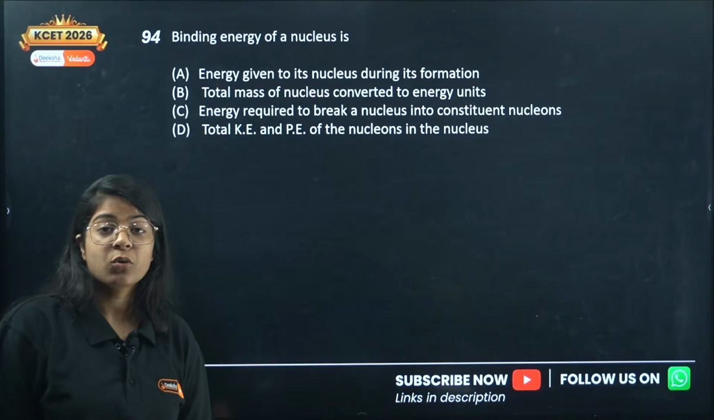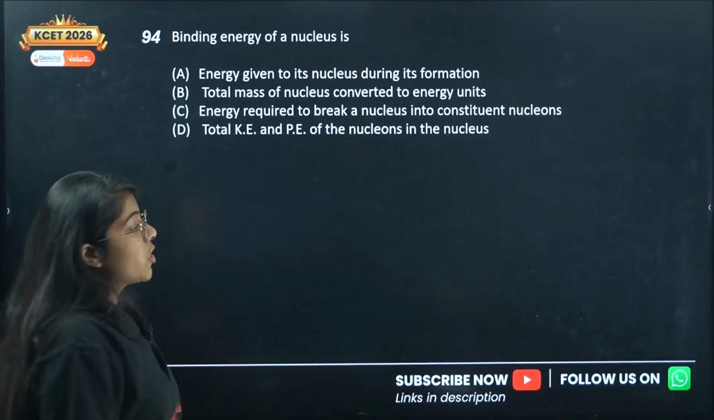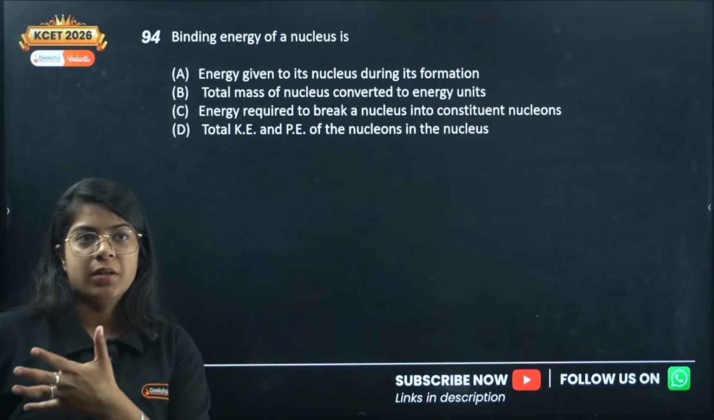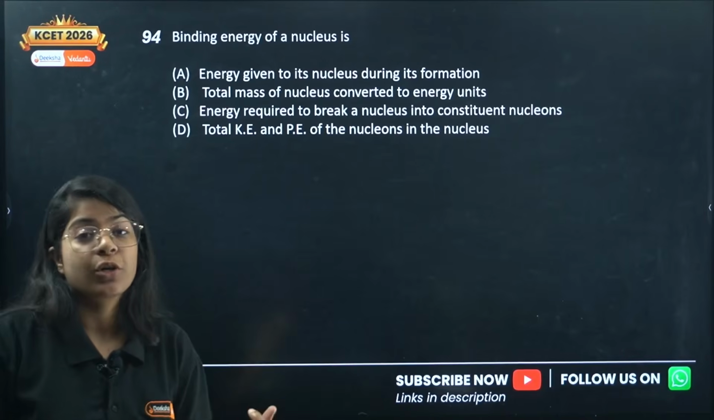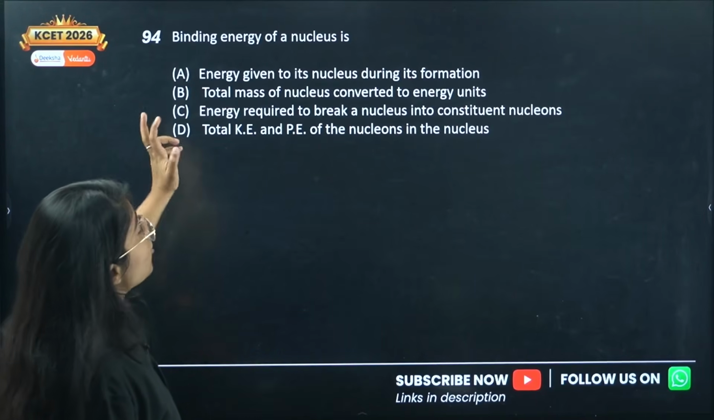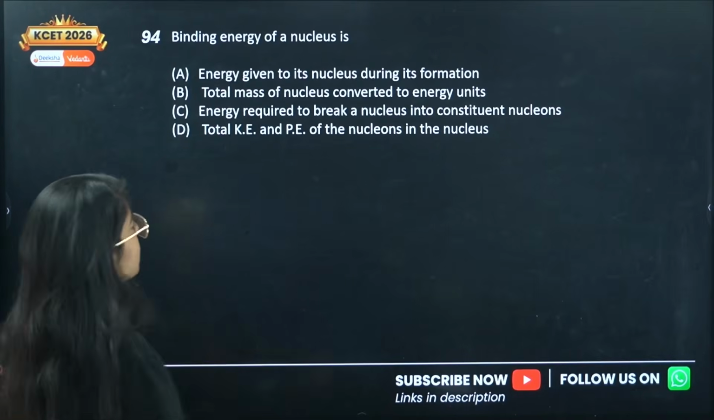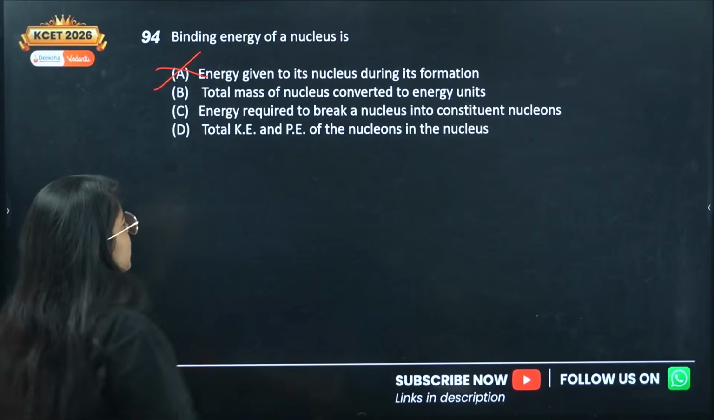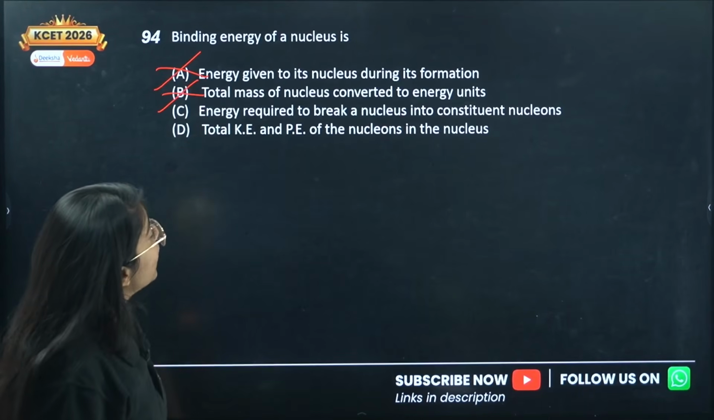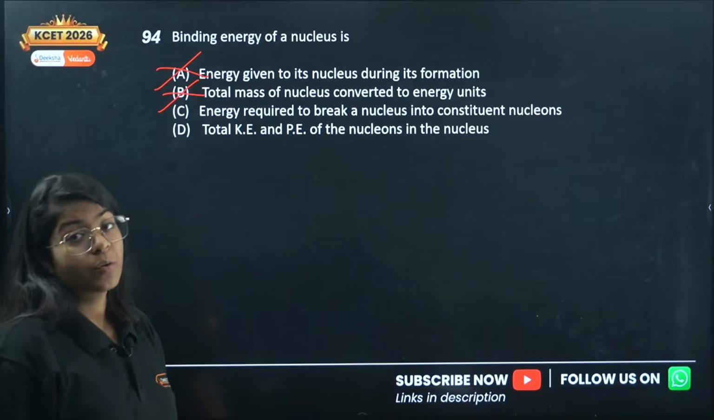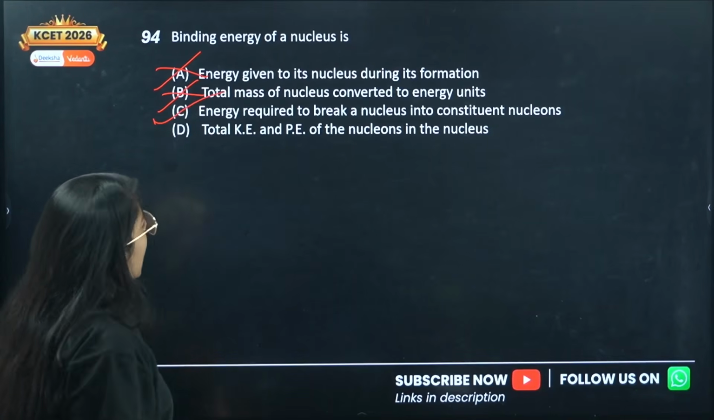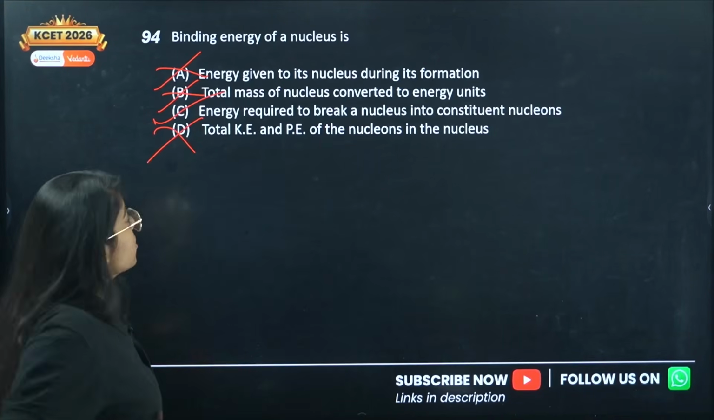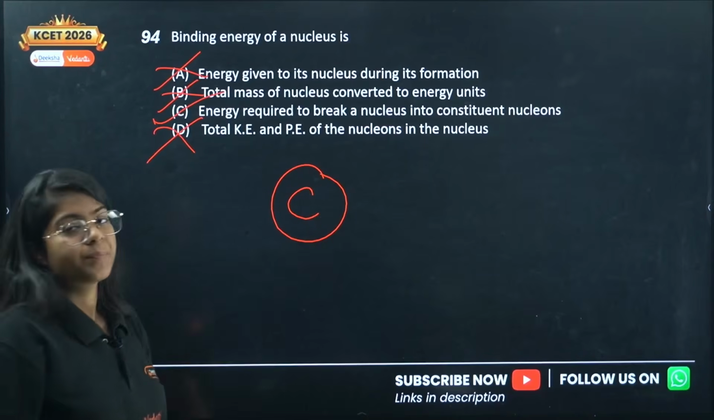Correct? 94th says binding energy of a nucleus is. Now you should definitely know the definition of binding energy, which is the energy required to break the nucleus into its constituent particles, or we call them nucleons. So option A, energy given to its nucleus, is definitely not true. Total mass of nucleus converted into energy units, that is also not true. Energy required to break a nucleus into its constituent nucleons, that is true actually. And the total energy and potential energy of the nucleus, that does not make any sense. That is also false. The correct option is option C.